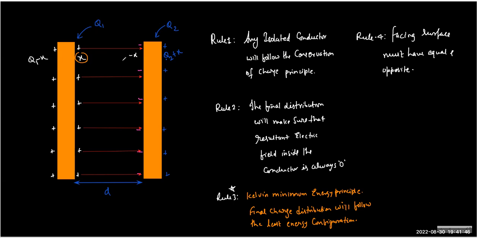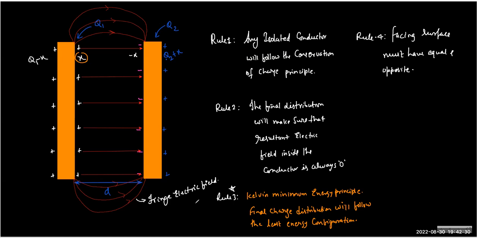But there is a drawback. The field lines are uniform between the plates, but as you come near the edge, you will get some field which is going much beyond the plates. And this concept is again very important, because this is called the fringe electric field. Understood. So what is the fringe electric field? The field beyond the volume of the capacitor, or the field which is outside the capacitor.